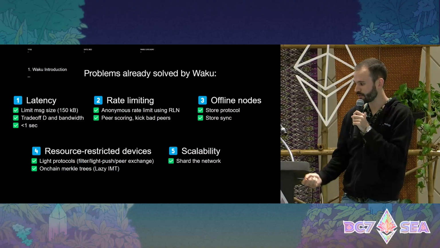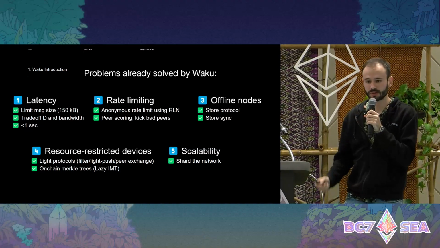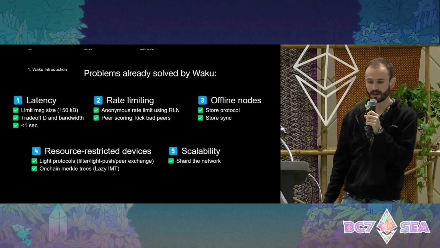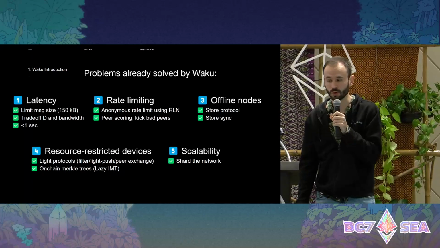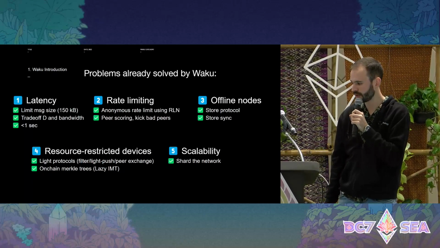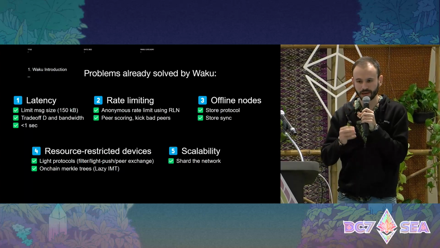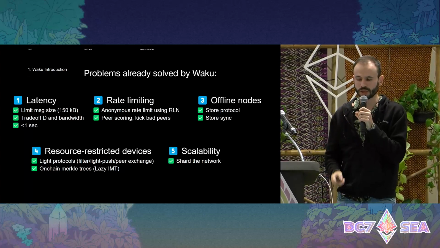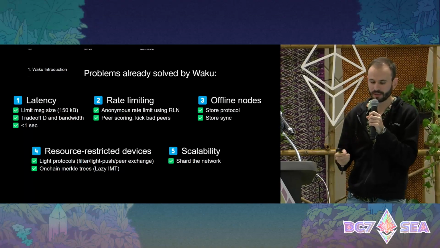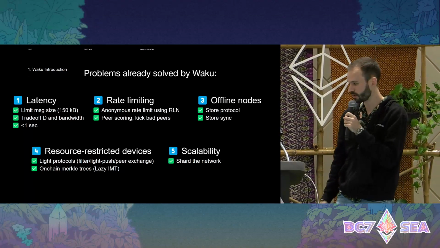So we are using RLN, which stands for Rate Limiting Nullifiers. This was originally designed by the Ethereum Foundation, the PSE group, and we have adapted it. We have also some peer scoring. So to every peer in the network that you connect to, you keep assigning a score. And if the score drops below a given threshold, then we will kick out this peer from the network.